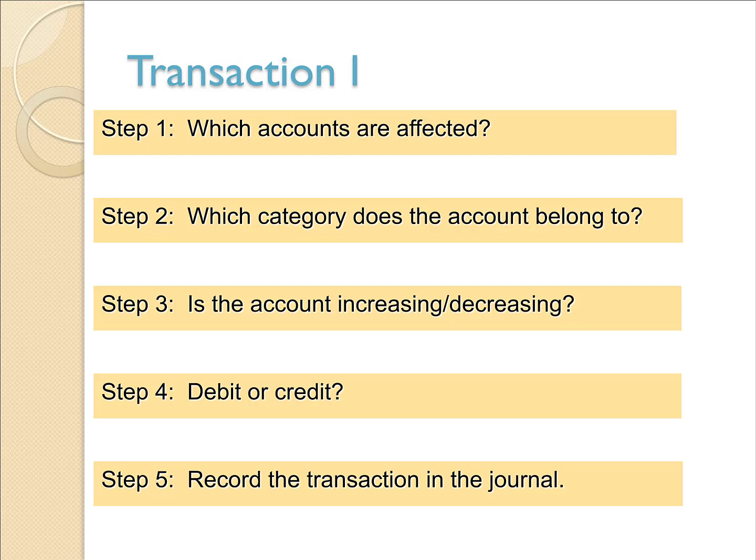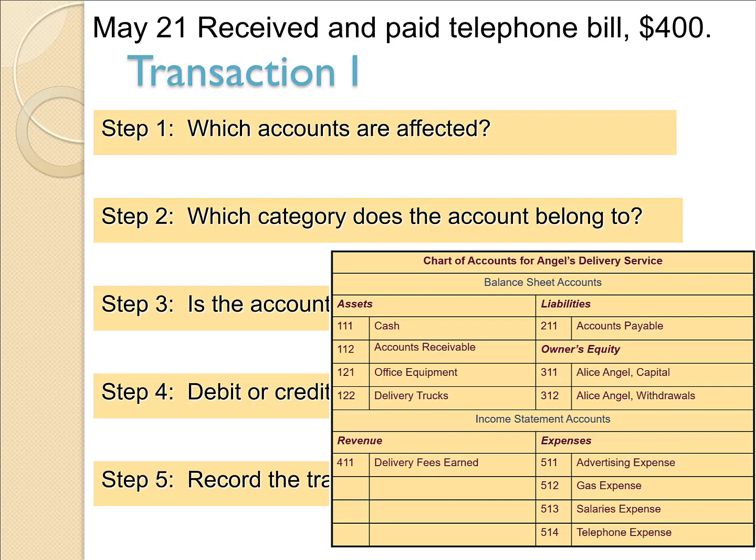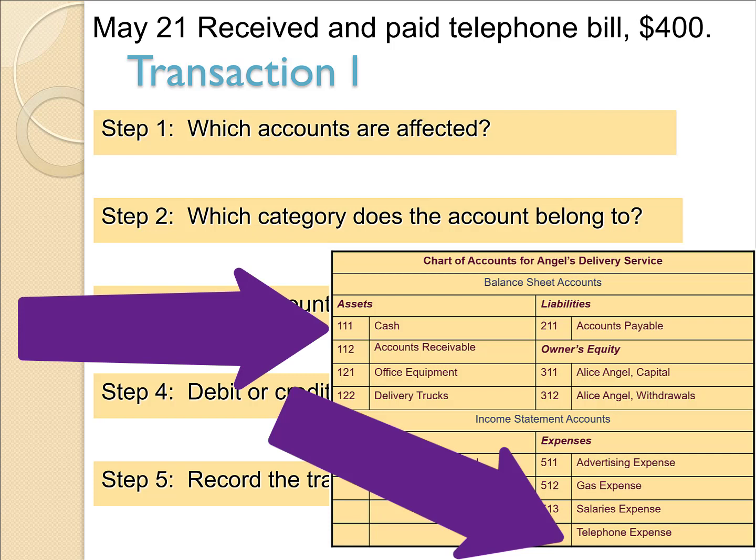Now we're ready for transaction I. On May 21st, the company received and paid a telephone bill for $400. So which two accounts are affected? Well, it's a telephone bill, so that's going to be telephone expense. And since we paid it, cash is involved also. So let's start with telephone expense.